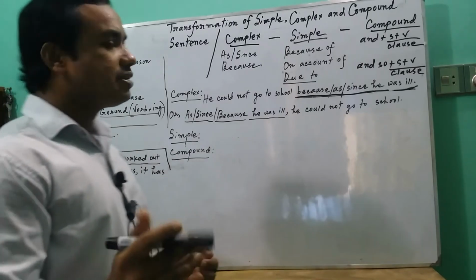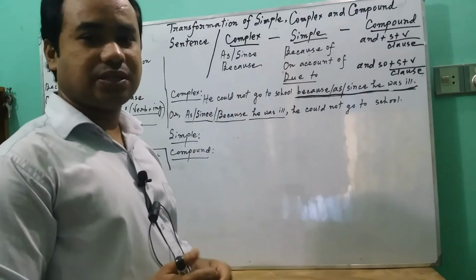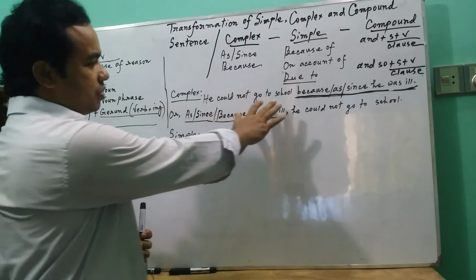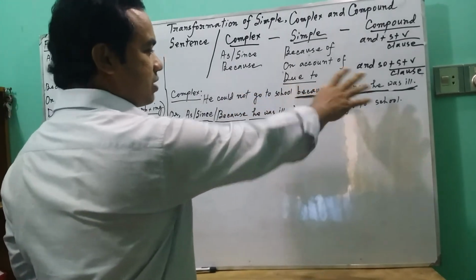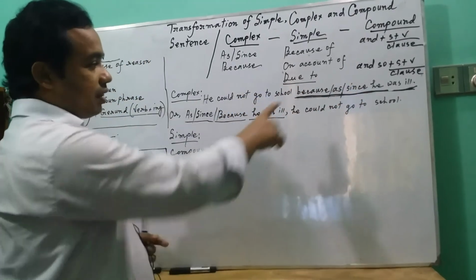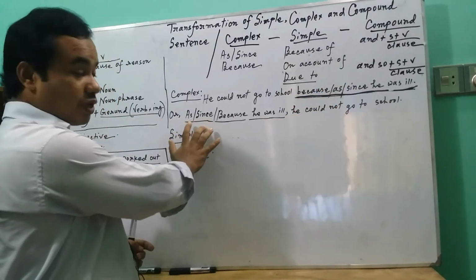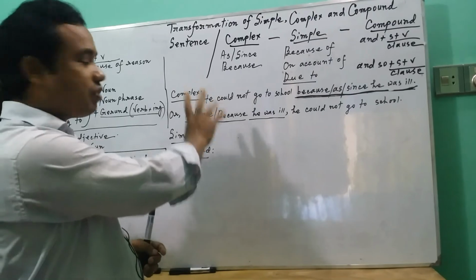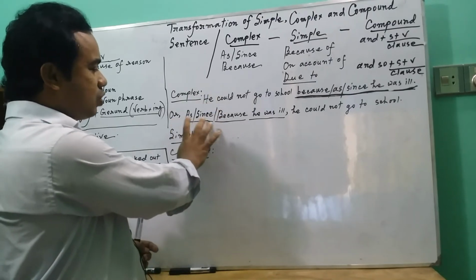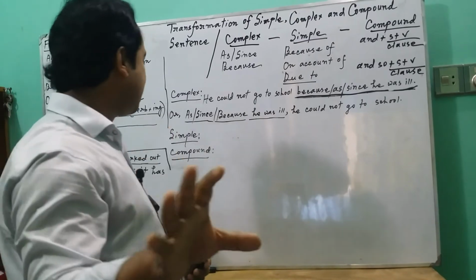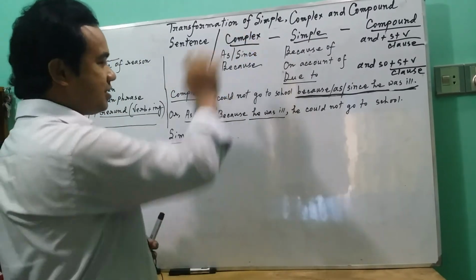Now I think it's time for transformation. Let's start the transformation. He could not go to school because, as, since he was ill, or the clause of reason here comes first. Both sentences have the same meaning: Since, because he was ill, he could not go to school. Okay, I'm making this complex sentence simple.